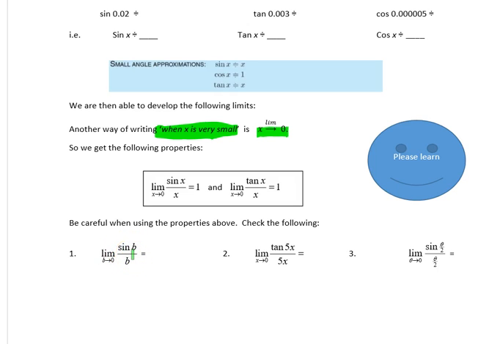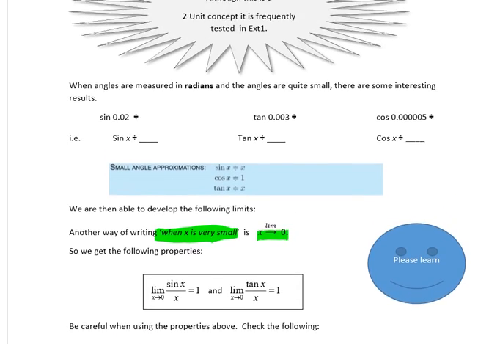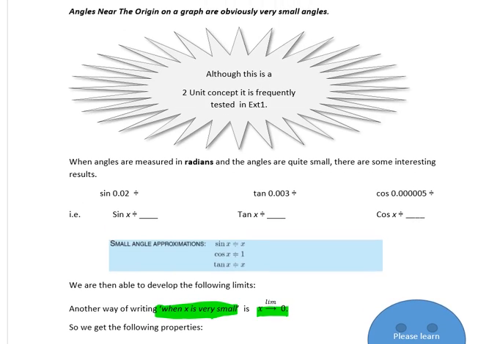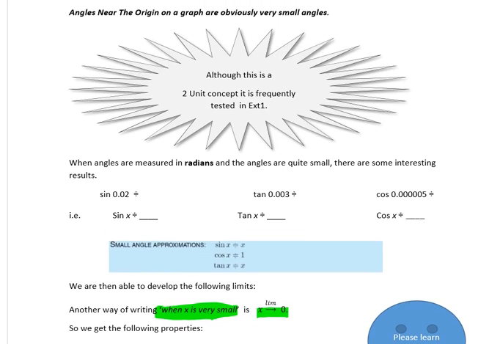Now, before we can do that, we need to do a bit of investigating. Remember I said this is clearly an observation. The property came out of observations. So the other thing to be really aware of is you must measure your angles in radians. This doesn't work with degrees. You measure the angles in radians.